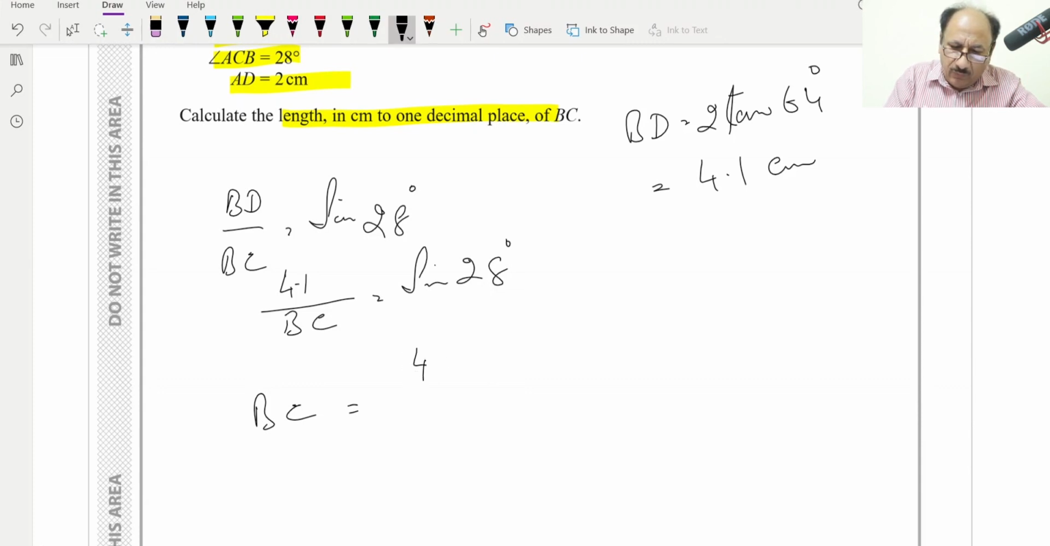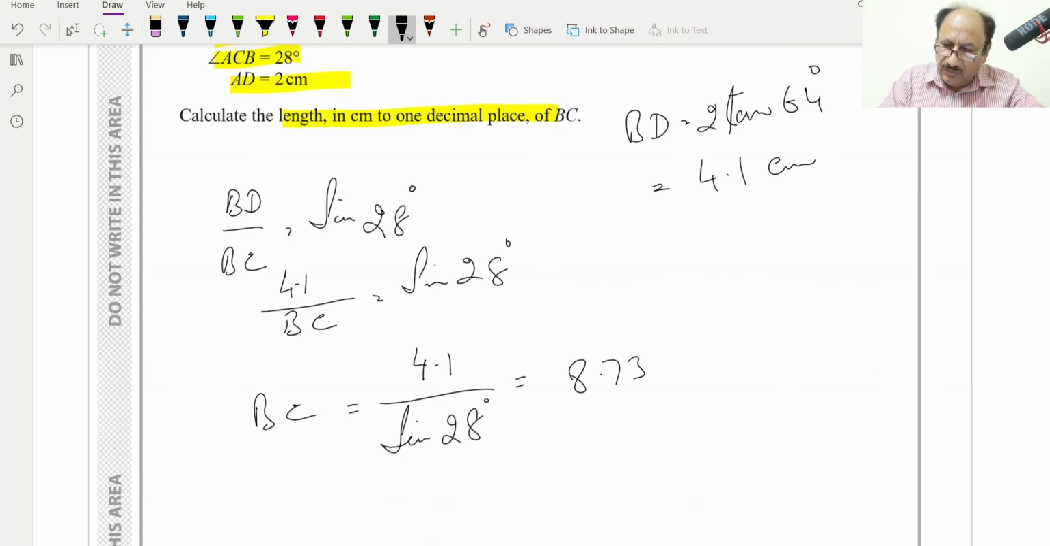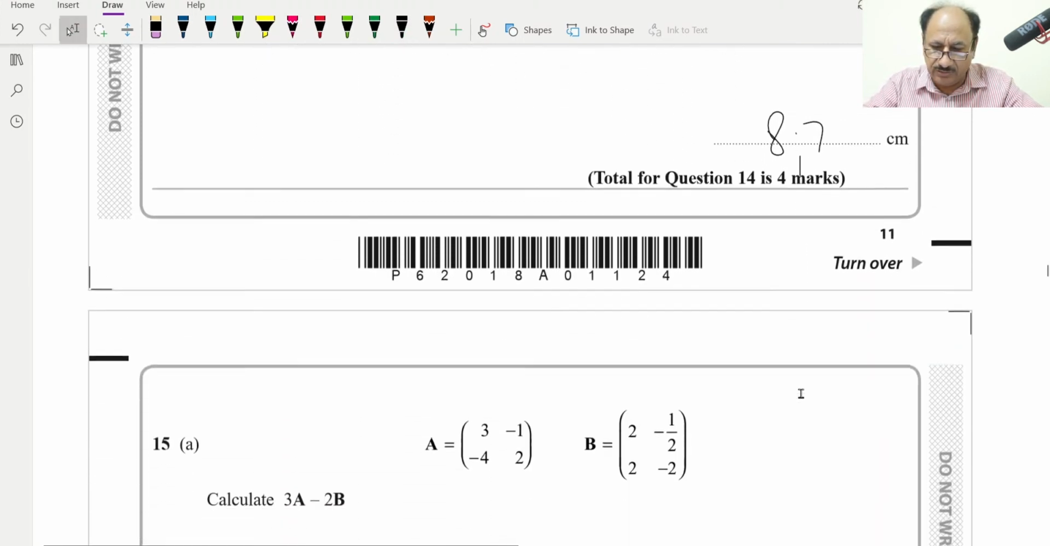It will be 4.1 over sine of 28 degrees. This will be equal to, we can take 4.1 divided by sine of 28 degrees, and this is equal to 8.73 centimeters, and calculate the length in centimeters. So the answer will be 8.7 centimeters. Over here at the proper place we have also written 8.7 centimeters.